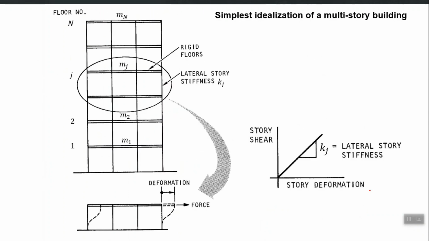So our structure, this multi-story building, is linear, which means the relationship between story shear or story force and story deformation is linear forever, and the slope of that line is the story stiffness, right. So it is a linear system, it is not a non-linear system. So the story stiffness is defined as the force required to produce a unit deformation in that story, right.